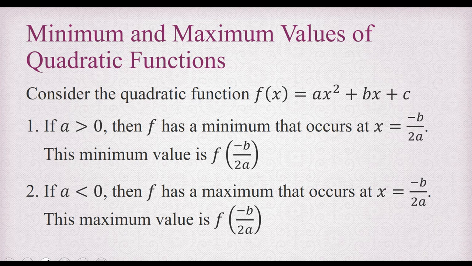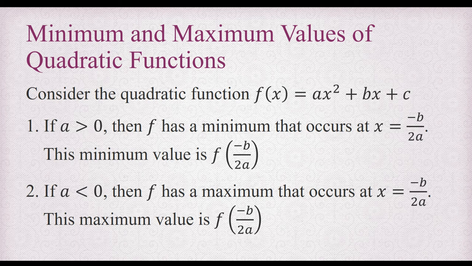All right, so minimum and maximum values of quadratic functions. Once again, we want to consider our basic standard function f(x) = ax² + bx + c. So 2 situations. 1, if a is greater than 0, then f has a minimum, because remember, if a is greater than 0, that means that the graph is going to open up. So that's why that vertex is the lowest point. So it's a minimum, and it's going to occur at the value x = -b/2a.